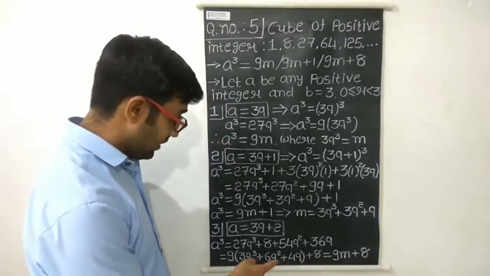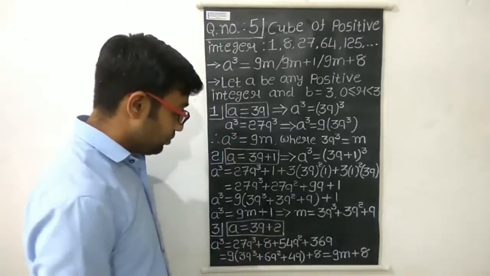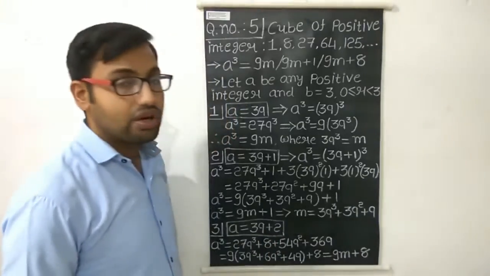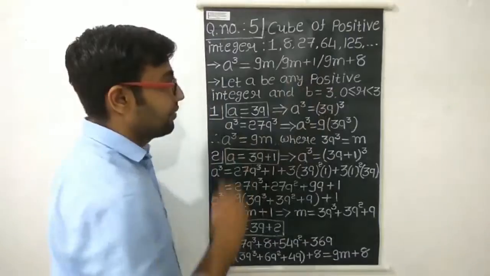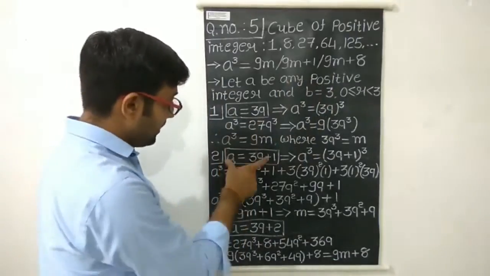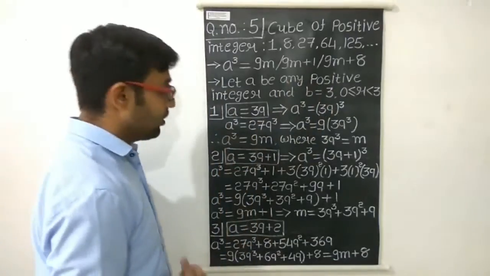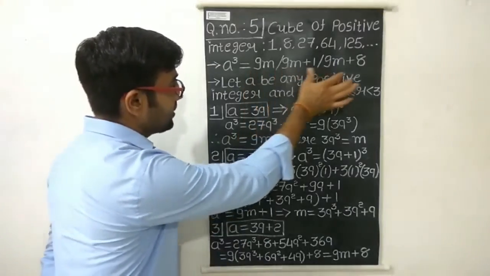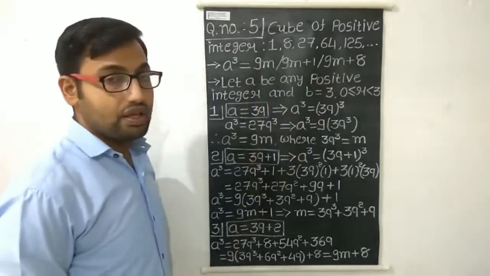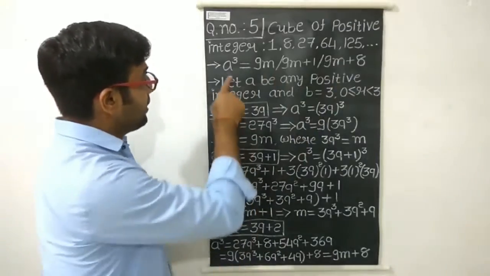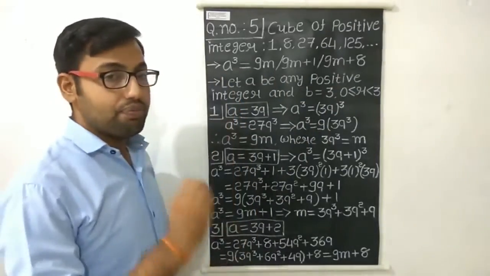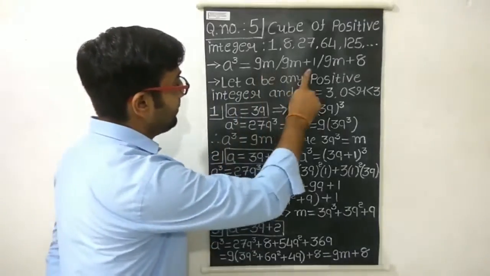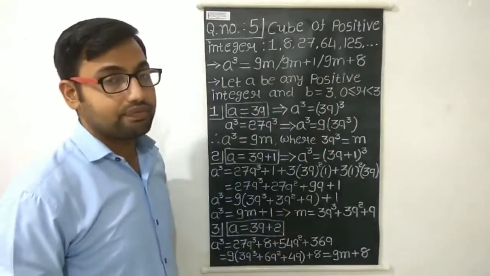So you can see that for the third case also, the cube of a positive integer is in the form of 9m plus 8. So in all three cases we apply the cube and we get the result either in the form of 9m, or 9m plus 1, or 9m plus 8. So we can say that by taking the cube of any positive integer we get the value in the form of 9m or 9m plus 1 or 9m plus 8.